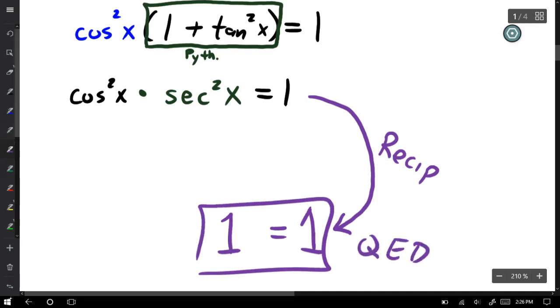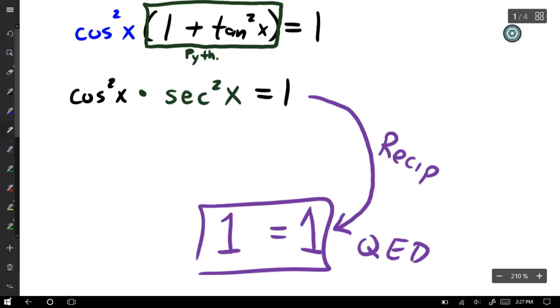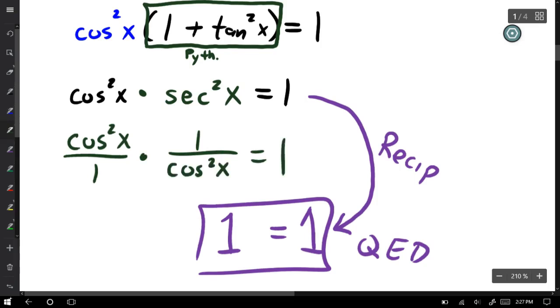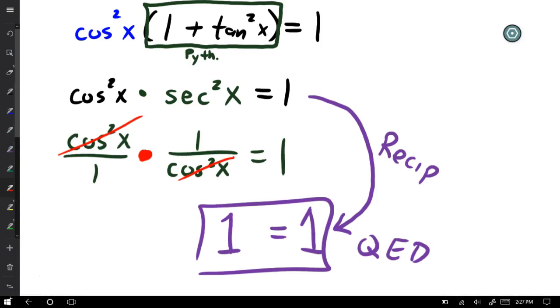If you can't see that they are reciprocals of each other and they're going to cancel out by multiplication to 1, you can still do the same technique we did before, is change everything to sines and cosines. So secant squared of x is 1 over cosine squared of x. And notice a theme repeating. It's all multiplication here. So I can cross out common factors on the top and bottom, and I'll get 1 equals 1 there as well.